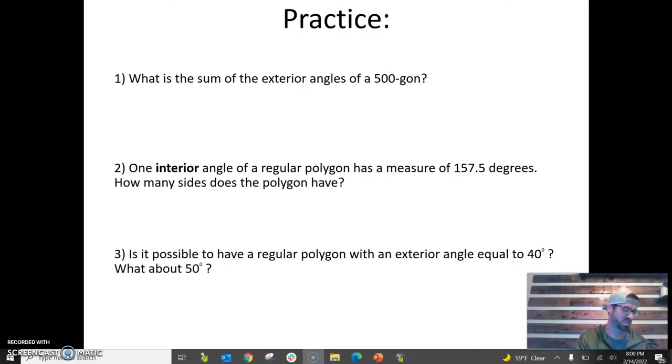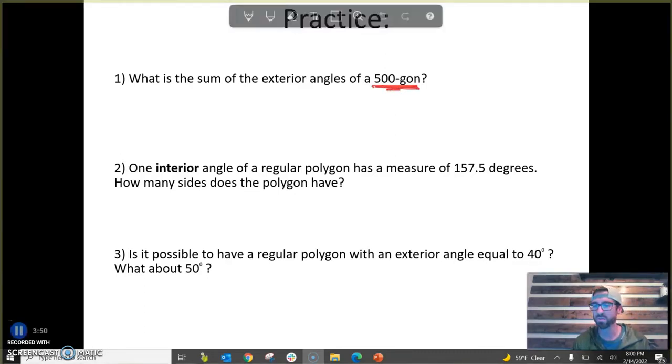So first off, what is the sum of the exterior angles of a 500-gon? A 500-sided figure, you might see that and panic, but remember, it's always going to add up to 360. It doesn't matter how many sides. So that's actually the easiest question ever.